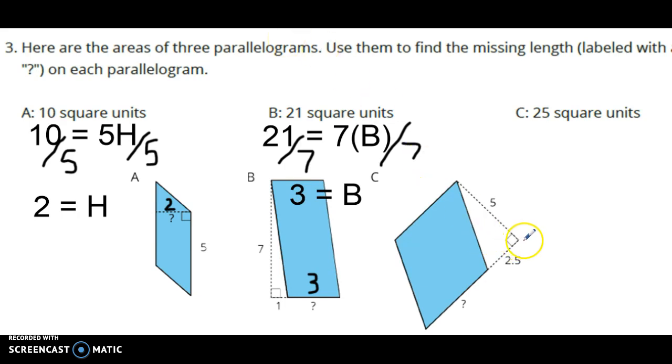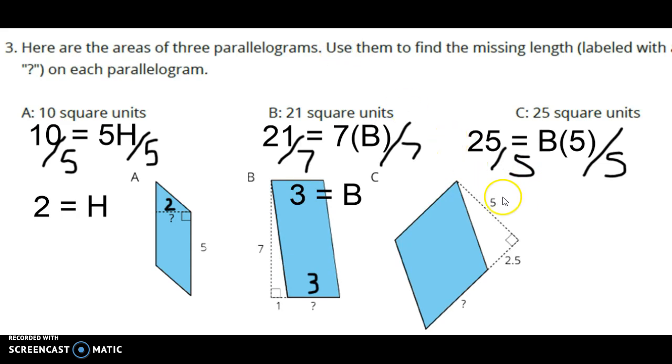I hope you realize that the number you did not need was this 2.5, because what I'm looking for is my height, which is 5, my straight line height. So I know that my area, which is 25, equals base times height. I do not know my base, but I know that my height is 5. So then I'm going to do the opposite of multiplication, which is division. Divide by 5 on this side, divide by 5 on this side. So I know that 5 equals my base. So my missing length here is 5.